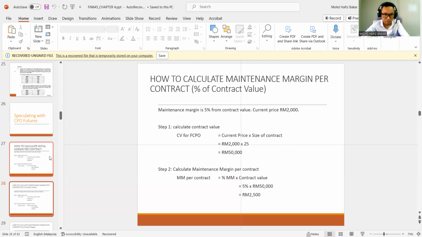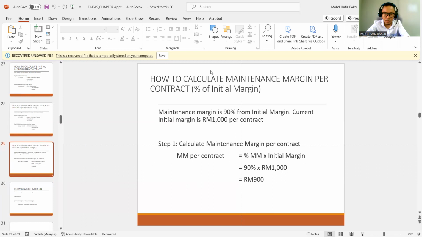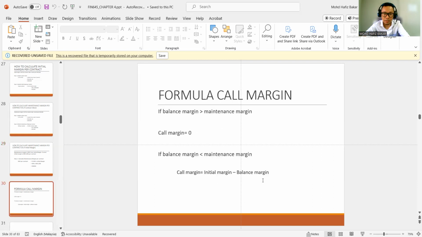Right, so next, we go to the next slide. How to calculate maintenance margin per contract? Maintenance margin is 90% of initial margin. Current initial margin is 1,000 per contract. So 1,000 times 90% is equivalent to 900. Maintenance margin, they need to maintain 900 ringgit for each account. So this is how to calculate maintenance margin in terms of percentage of initial margin.